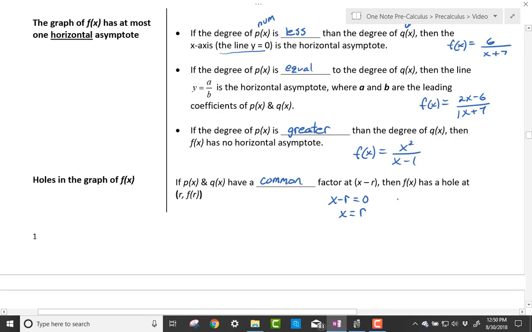So for example, if I saw in my fractions an x minus 3 in the top and the bottom, I could take that out, set it equal to 0, and solve it, and I would have a hole at the value of 3 comma something. And we will talk about how to find the y value for that in one of the later examples here.